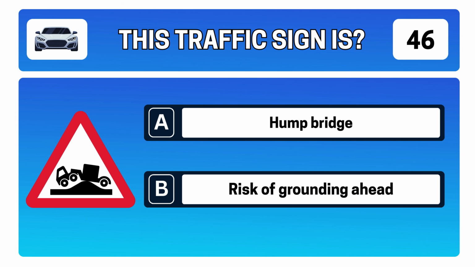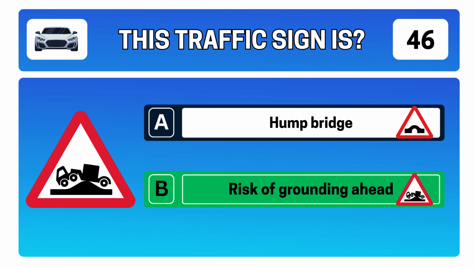This traffic sign is A. Hump bridge. B. Risk of grounding ahead. Nicely done. That is the risk of grounding ahead sign.